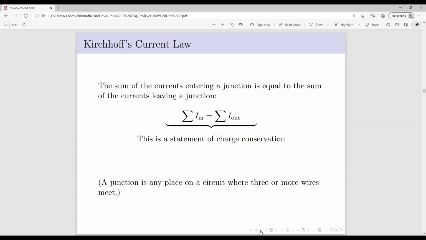So now we're moving into some of the current laws that are associated with this course. What you guys saw in one of the initial statements that we gave you was that the amount of current going into a junction has to be equivalent to that coming out. If we have 3 or more wires intersecting, the amount of current coming into that junction has to be equivalent to that coming out. There's no accumulation of charge at this point, and so this is why we're saying that it's a statement of charge conservation.